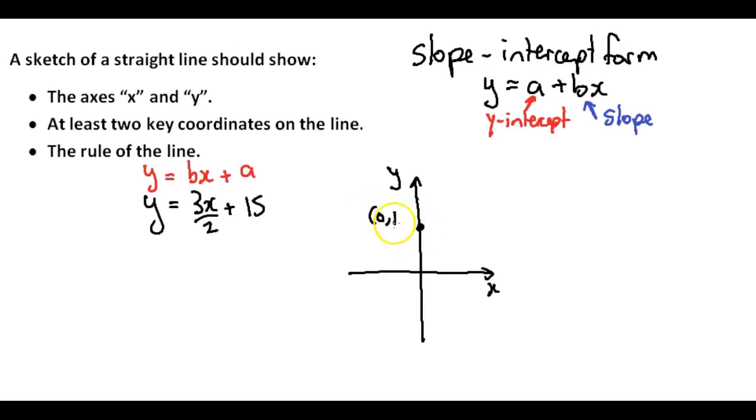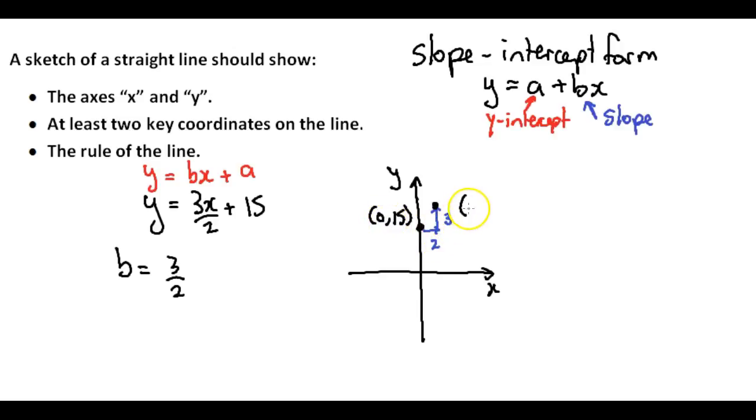Now our gradient here is positive, and so therefore it's going to go across 2 and up 3 to find our second point. We'll go across 2 and up 3 to get our second point on our straight line. Because we know where we started from, we can figure out where we ended up.